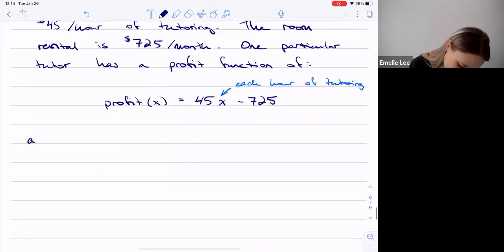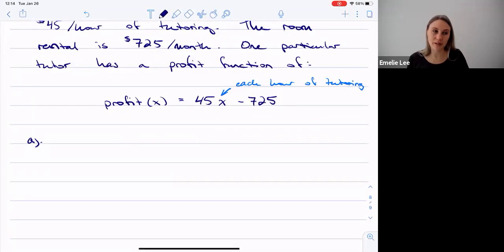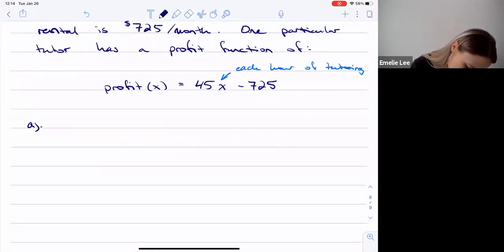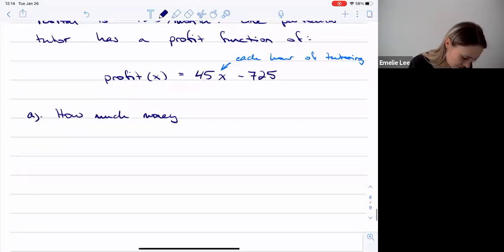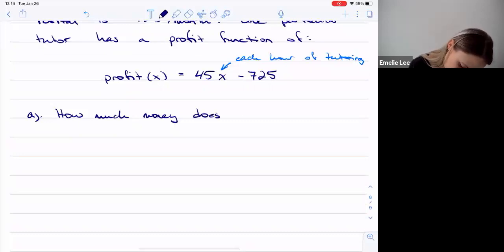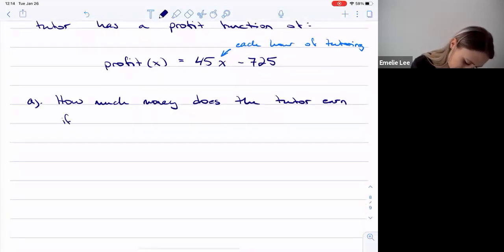So this is a multi-part question, just so we can really work with this question. How much money does she earn? How much money does the tutor earn if she tutors 50 hours?